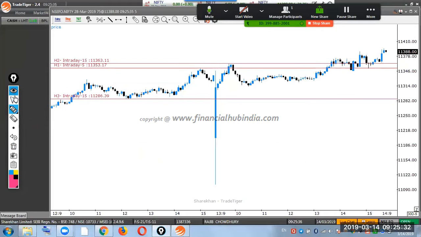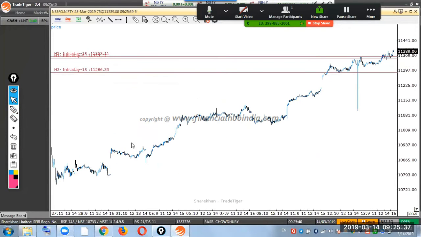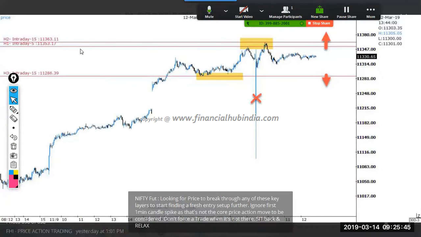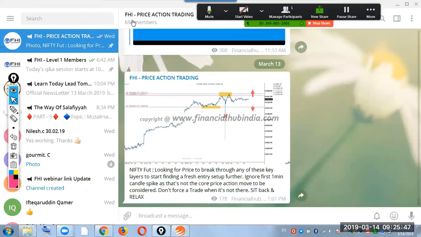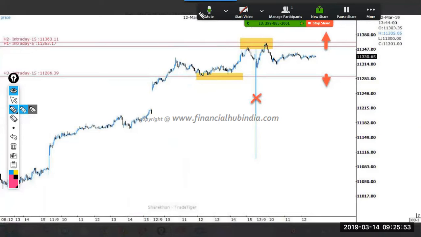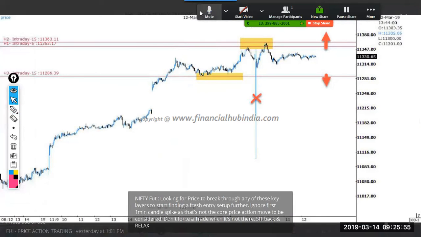So Nifty, this trend was quite good here. And if I just go to the Telegram post, this was the Telegram post. Coming to the free channel, if you're not there, I'll share the link in the description. So this was yesterday's post in Nifty.